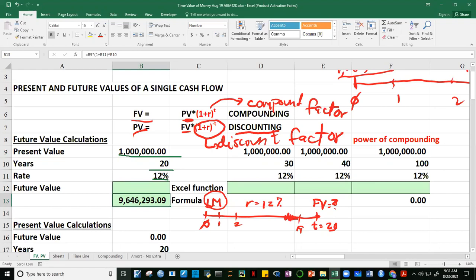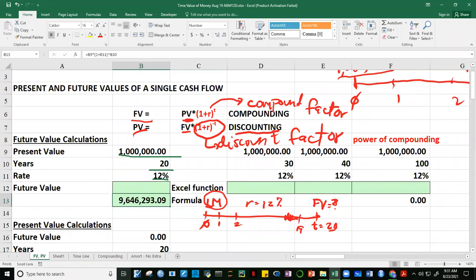So we are indifferent about which one we choose. Which is better, 1 million now or 9.6 million after 20 years at 12%? What we're saying here is that these are equivalent amounts, and it doesn't matter whether we choose 1 million or 9.646 million in 20 years' time at 12%. We don't have any advantage in picking one over the other, unless, of course, you introduce other factors. For example, we need money now.